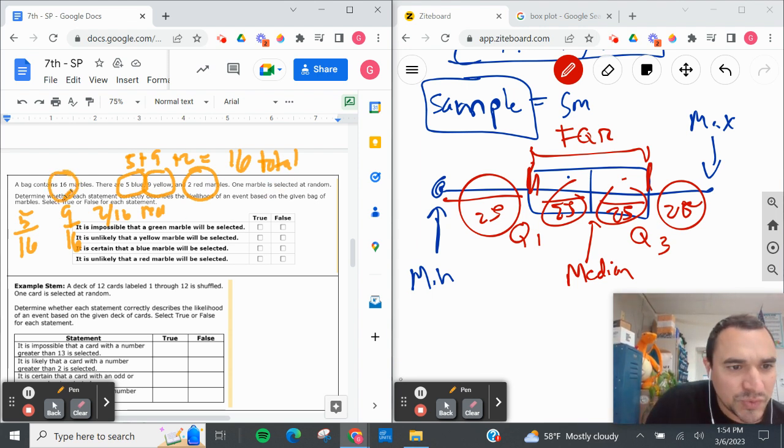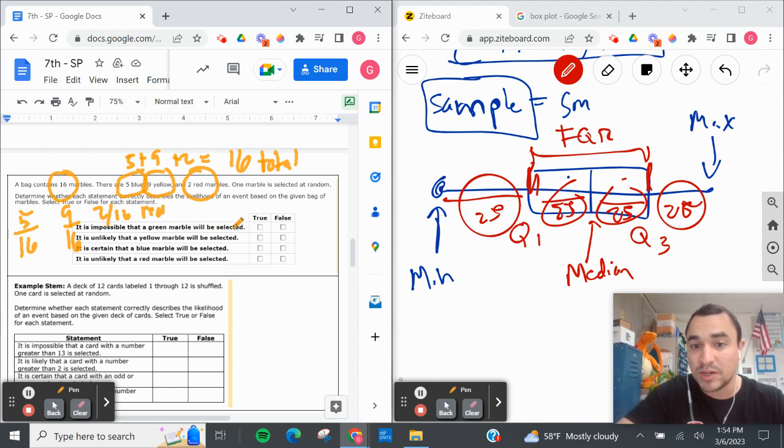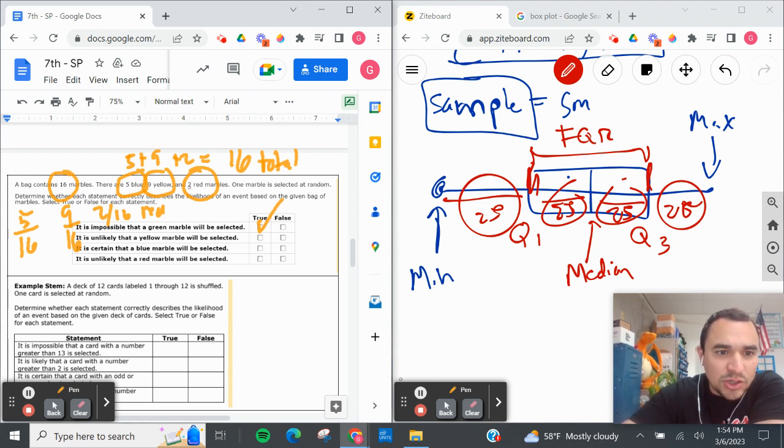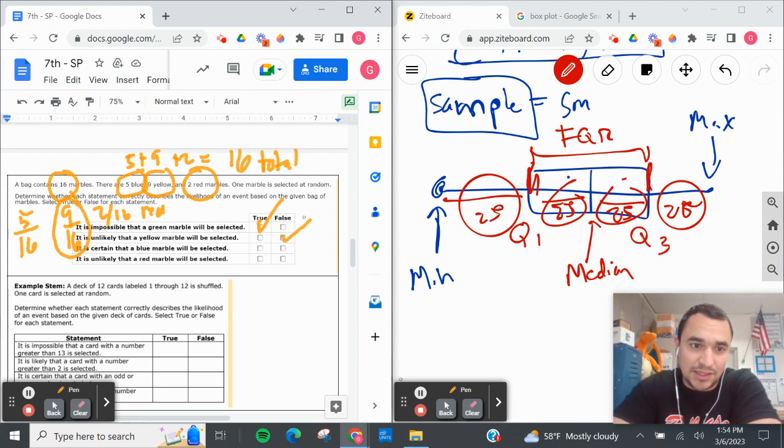One marble is selected at random. Determine whether the statement is correct of the likelihood. Is it likely or not? It is impossible a green marble will be selected. Are there any green marbles? No. So is it impossible? Yes, it is impossible. There will be no green marbles. It is unlikely that a yellow marble will be selected. Yellow is actually the highest one, so it is not unlikely. It is most likely going to be a yellow more than red or blue.